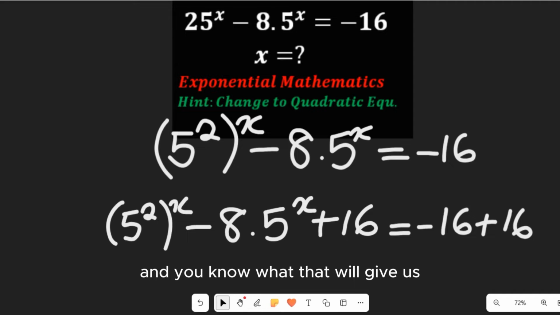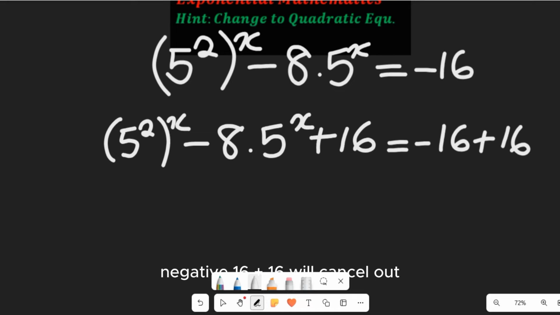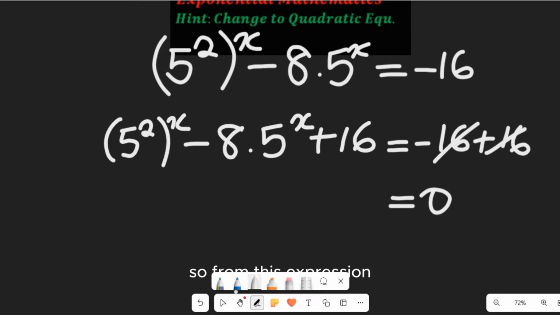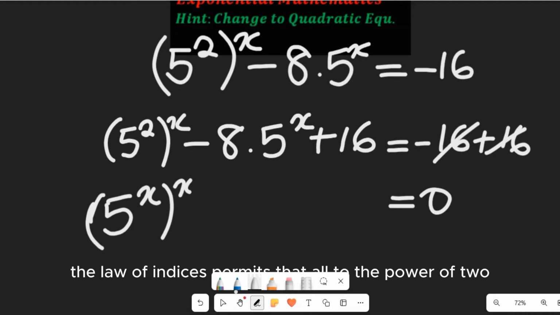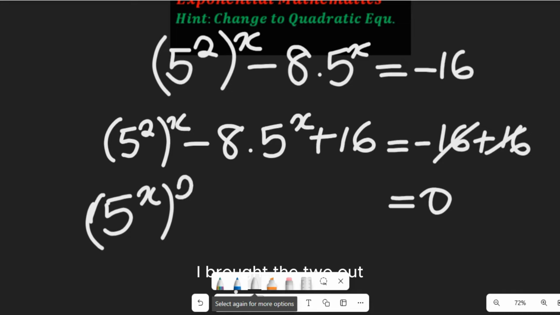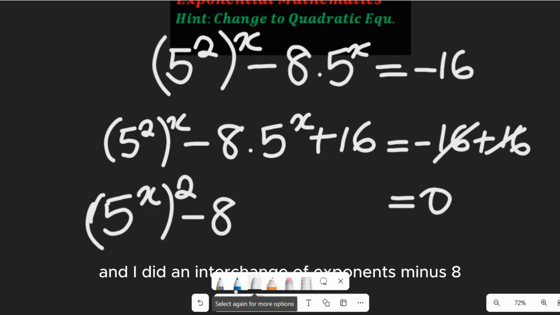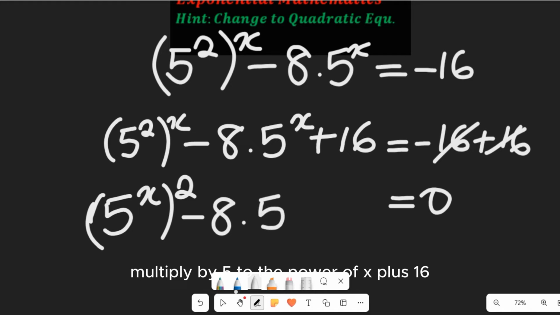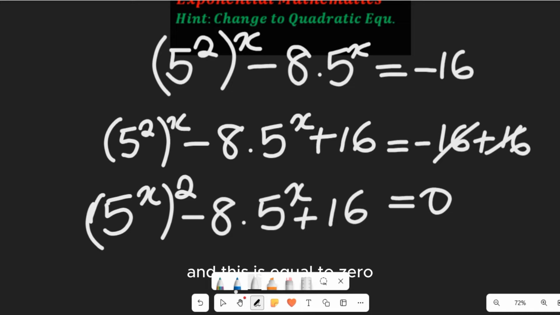And you know what that will give us? Negative 16 plus 16 will cancel out, and that will simply be equal to 0. So from this expression, I can have 5 to the power of x all to the power of 2. The law of indices permits that: I brought the 2 out and interchanged the exponents. Minus 8 multiplied by 5 to the power of x plus 16, and this is equal to 0.